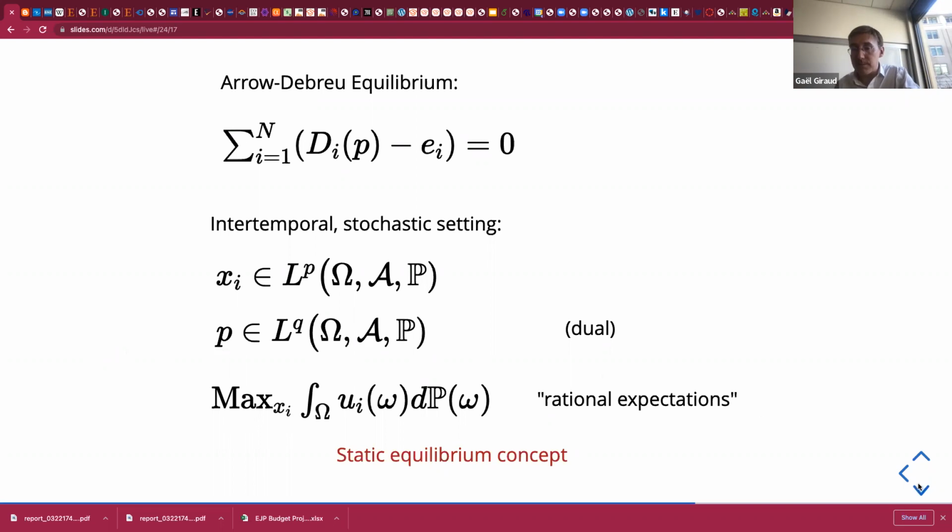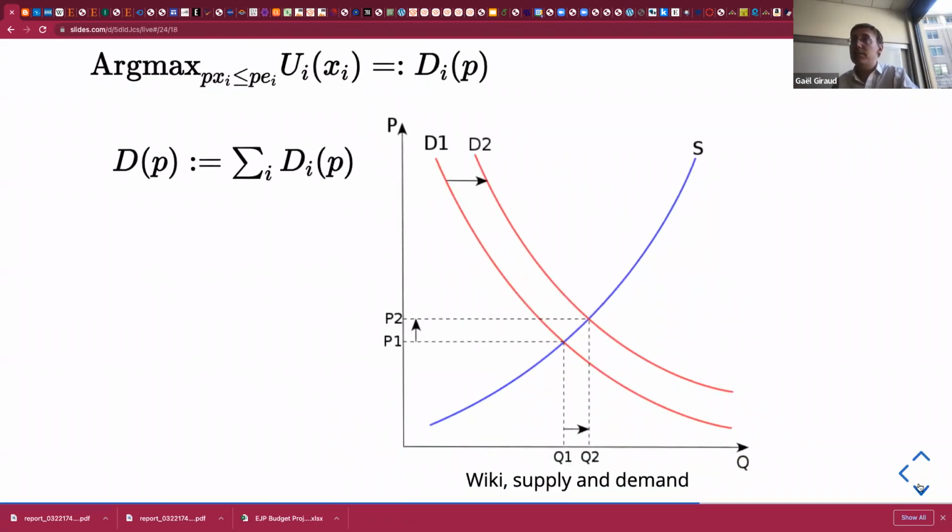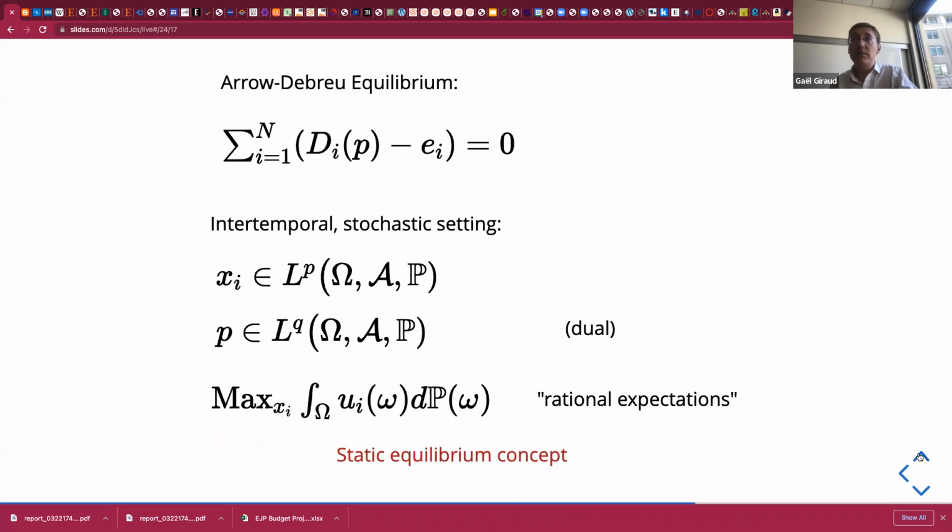So wait a minute. This is actually something I often wanted to ask you about. Is there any notion of what the dynamics ought to be, that this is the equilibrium of? Actually, no, not in neoclassical economics.